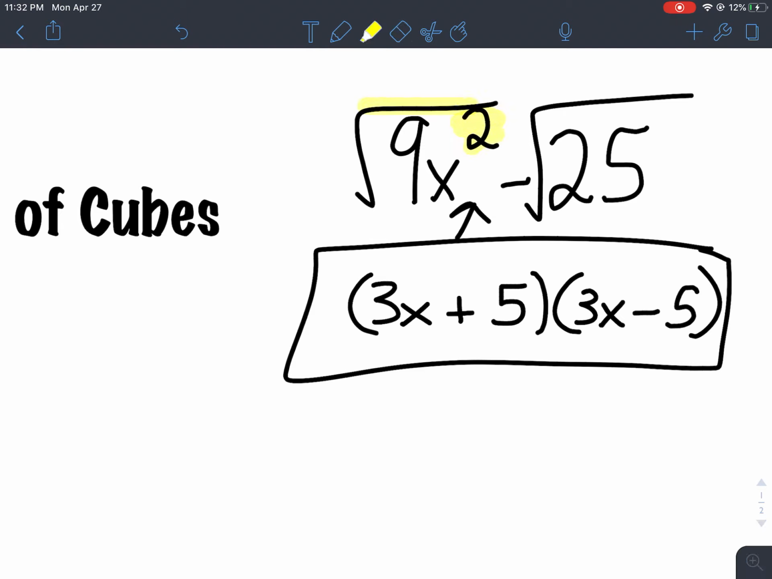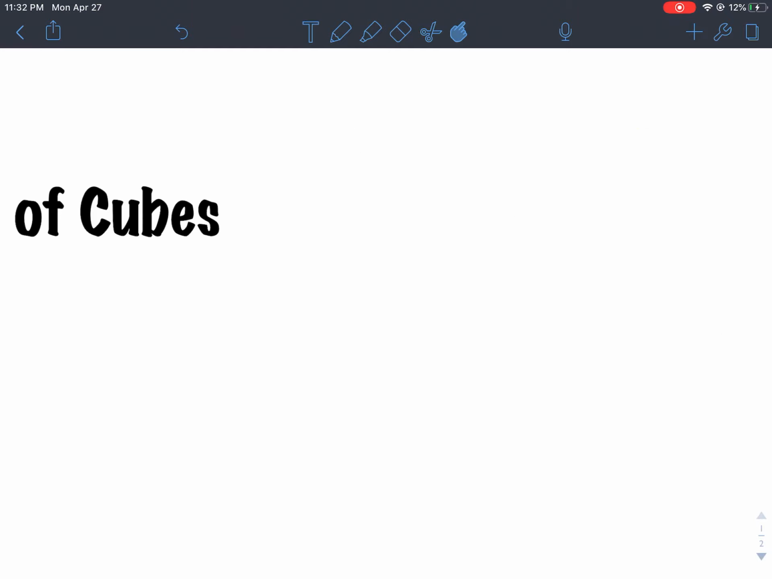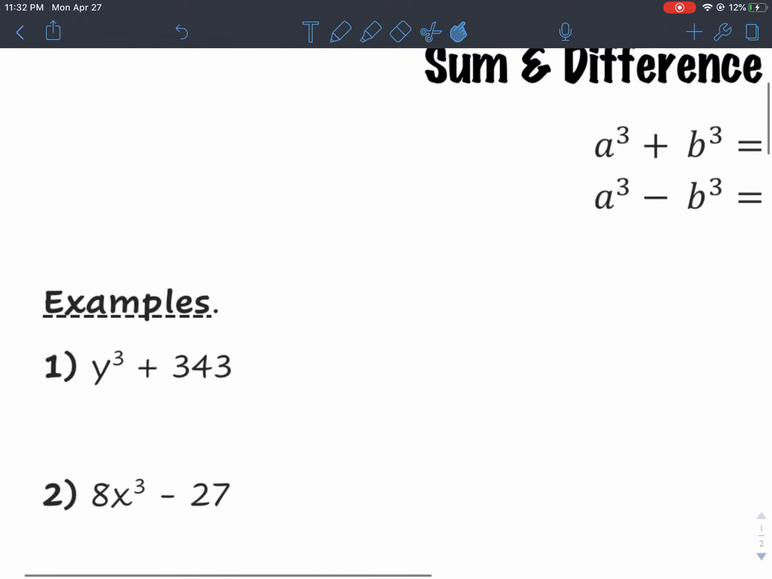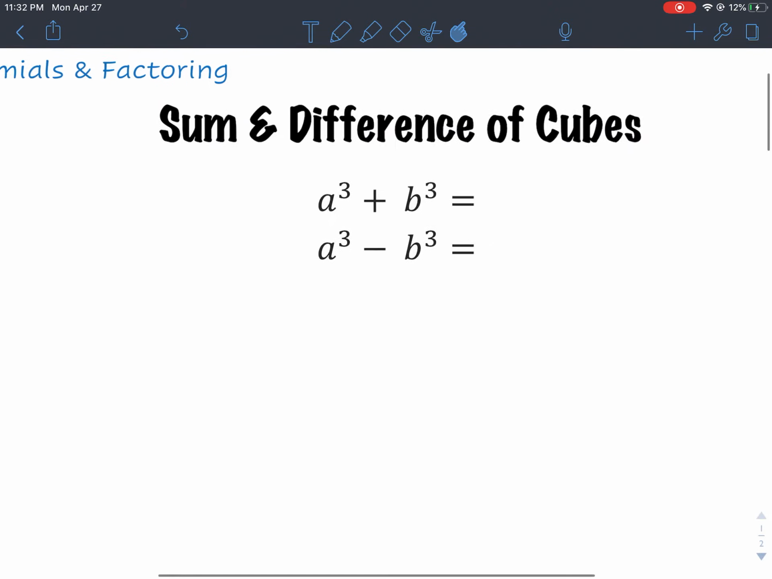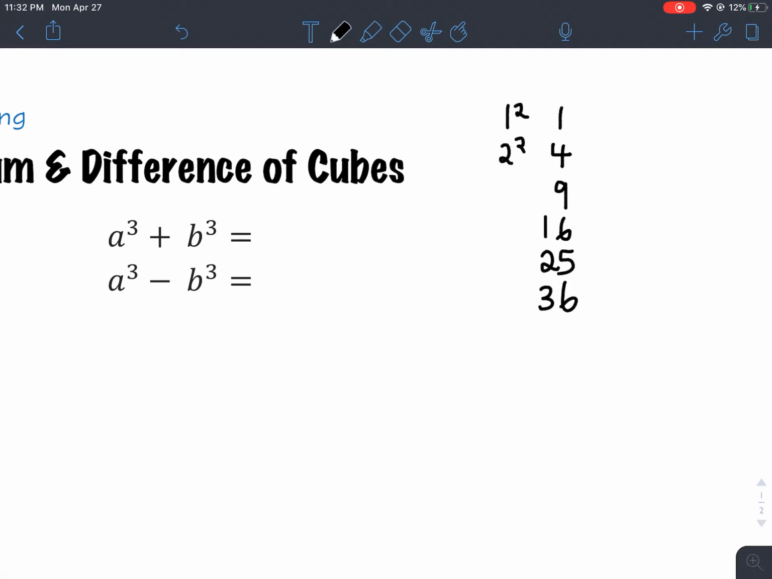So when it was squares, we took square roots. So today we're going to be working with cubes. So yes, we're going to be using cube roots. But first, just like with difference of squares, we had to know which numbers were perfect squares. So perfect squares, for example, were 1, 4, 9, 16, 25, 36, so on, just a number squared. Okay, but today we're talking about cubes, so we need to know what the perfect cubes are.